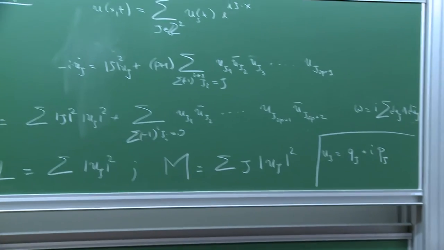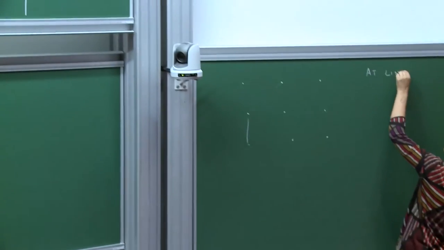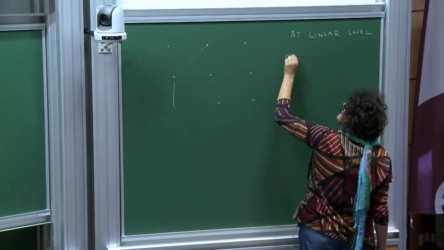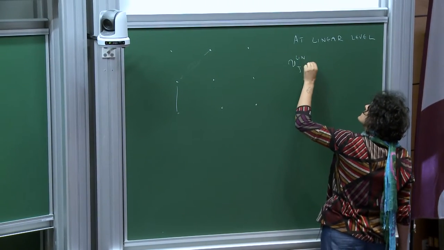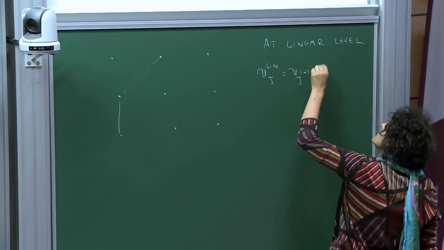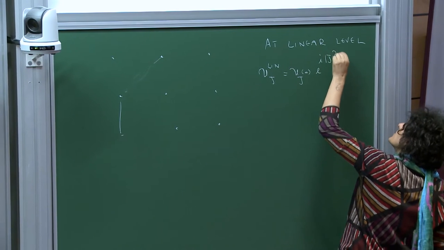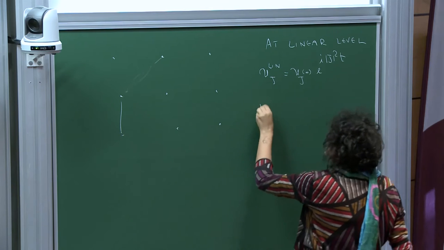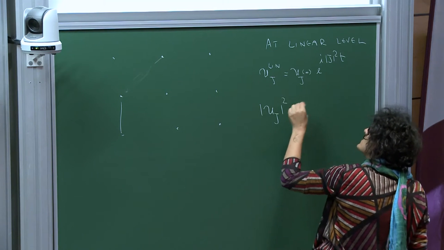So at the linear level, u_j linear is just u_j^0 e^{i j^2 t}. Okay. And then all these are constant.